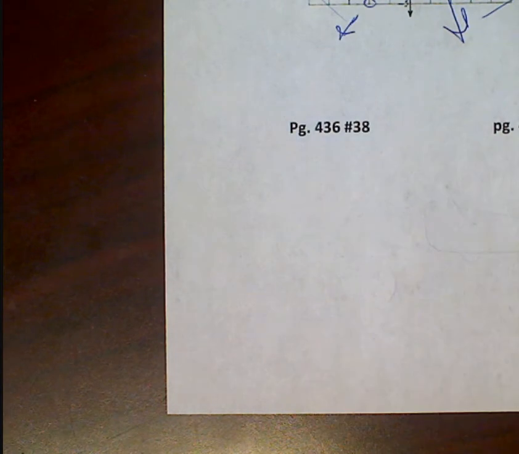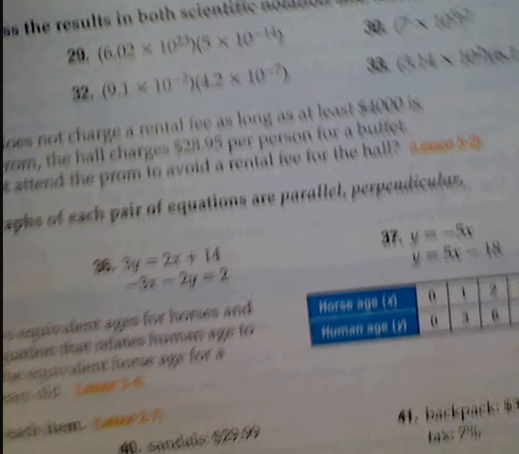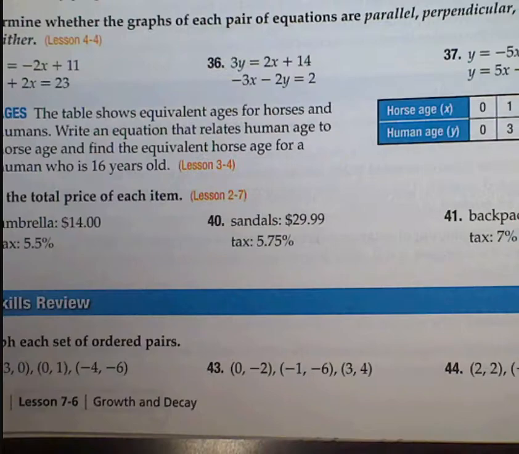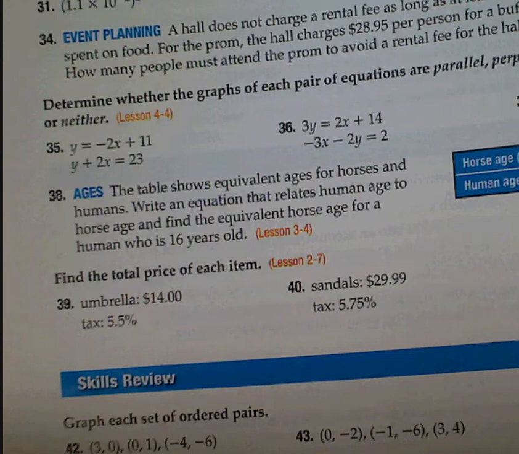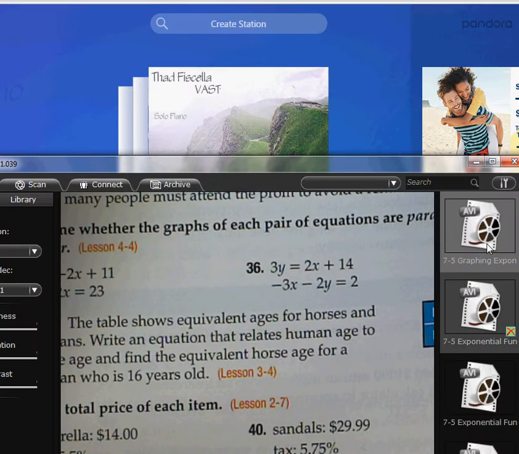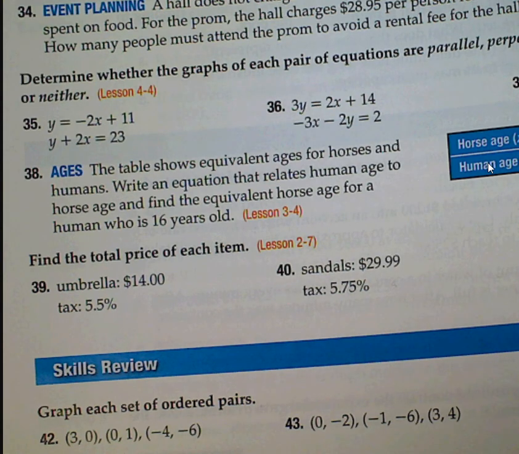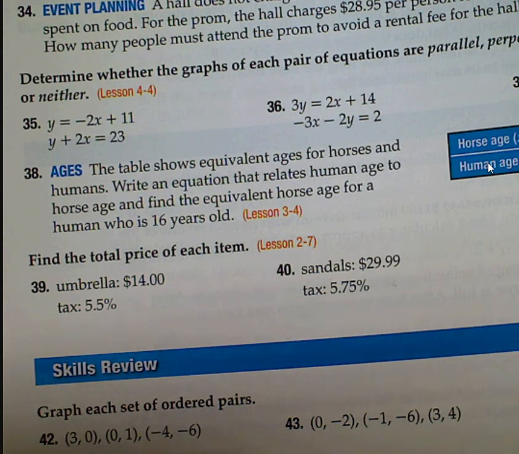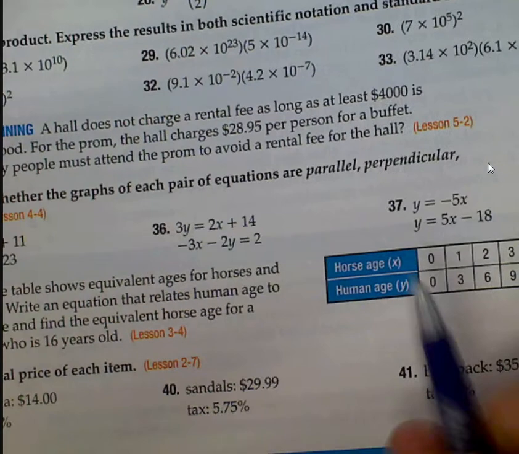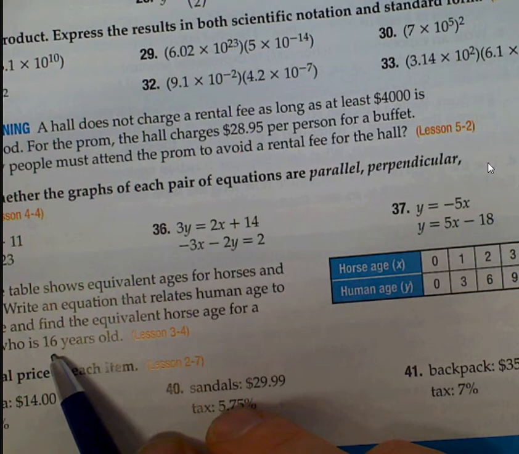Page 436, number 38. On number 38, it says the table shows equivalent ages for horses and humans. Write an equation that relates human age to horse age, and find the equivalent horse age for a human who is 16 years old. So my human would be the y, so I'm actually going to plug in 16 for my y.